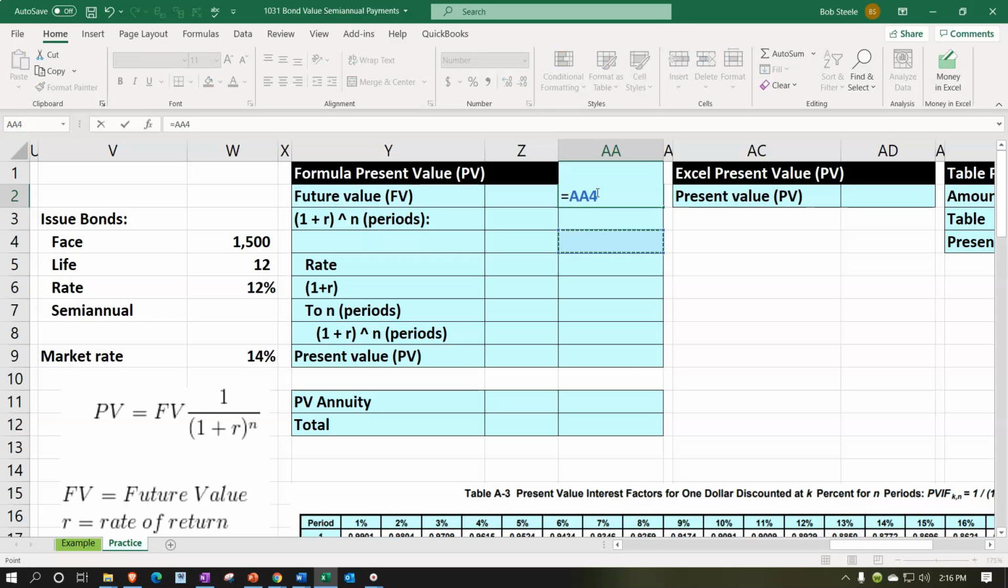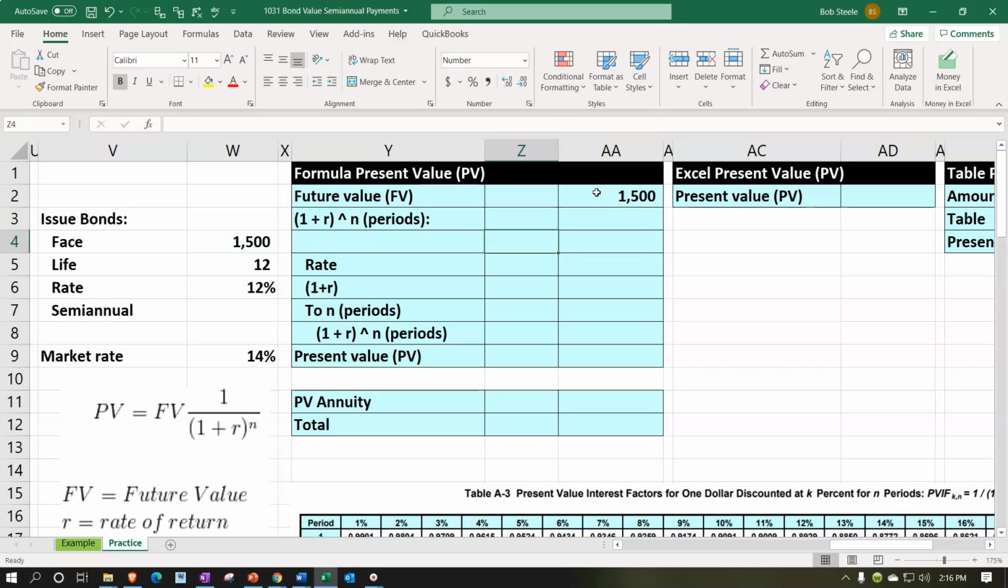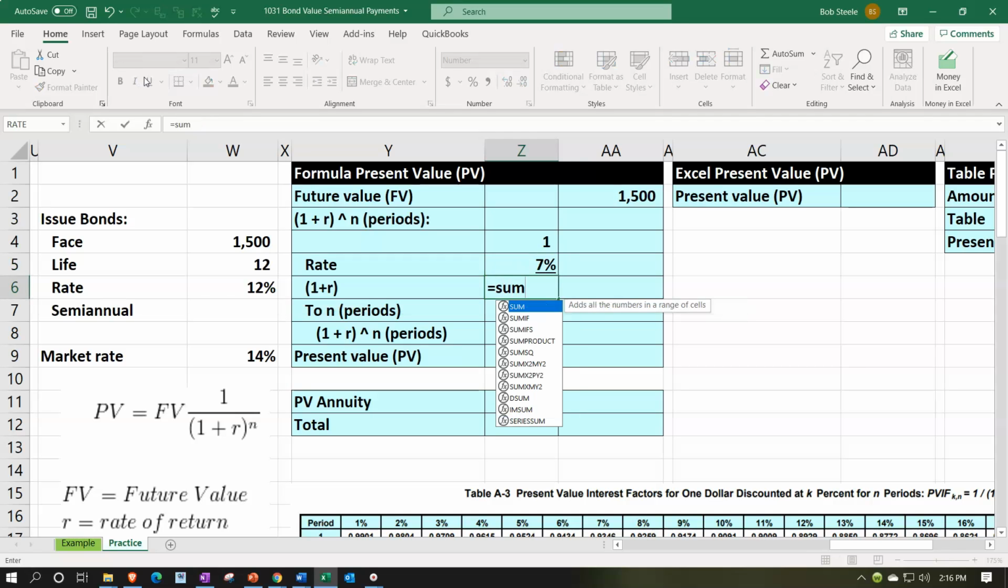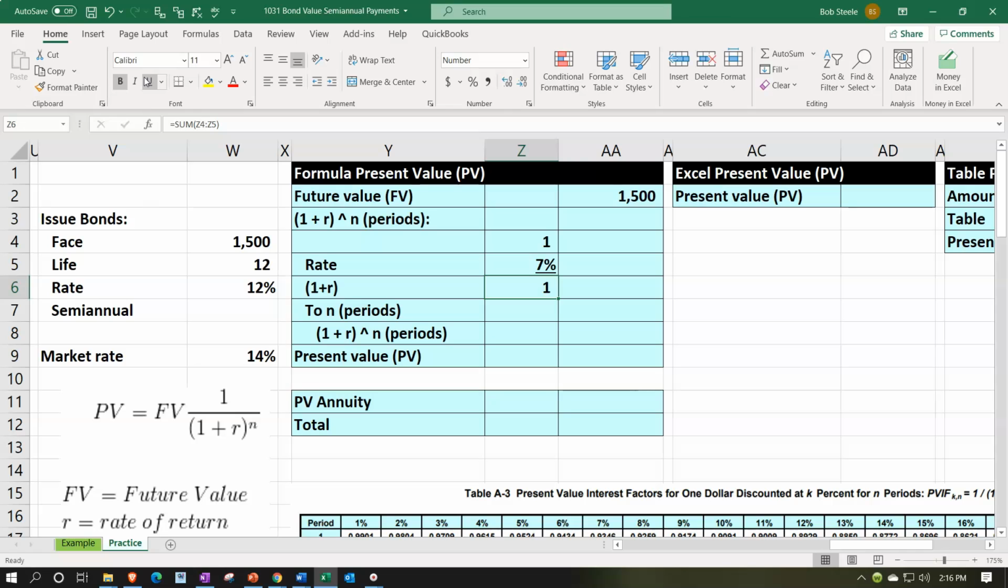So we're going to say this is going to be the 1,500. And then we'll pick up the denominator, which is 1 plus R. R is going to be this 14% market rate, but I'm going to take that and divide it by 2. Then go to the number group, make that a percent, underline it, font group, underline, and then sum this up, equals the sum of those two items. Make that a percent, number group, percent, and then the number of periods I'm going to say is equal to the 12 times 2, or 24 six-month periods. Then go to the font group and underline it.